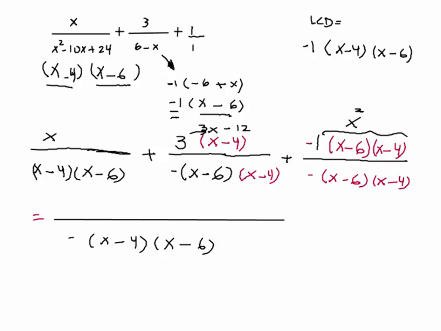Then if I multiply these, what do I get? Minus 4x minus 6x. Looks like it's minus 10x. And then plus 24. Don't forget, you need to distribute the minus 1 there. So the first time I get x squared plus 3x minus 12. If I distribute that minus, I will get minus x squared plus 10x minus 24.